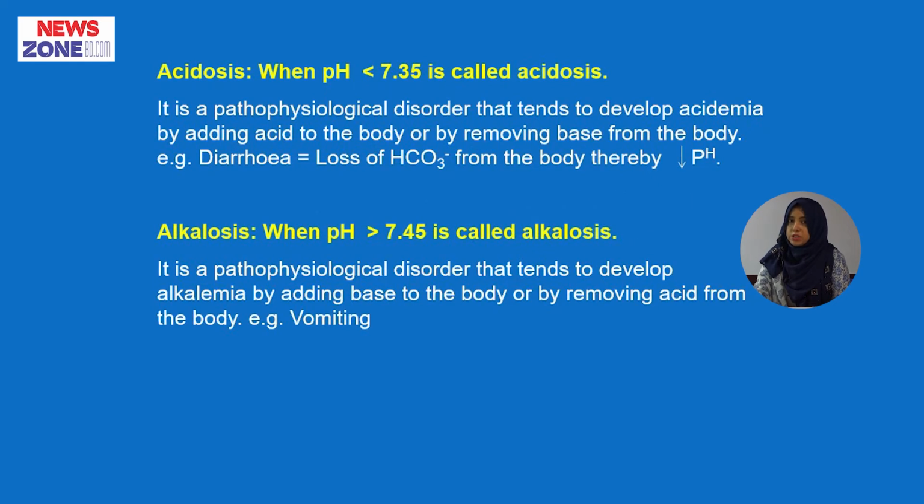What is acidosis? When the normal body pH decreases from the normal range is known as acidosis. That means, when body pH is less than 7.35, we call it acidosis. What is alkalosis? When normal body pH increases from the normal range, it is alkalosis. That means, when body pH is more than 7.45, we call it alkalosis.